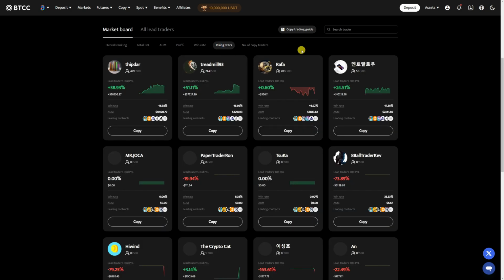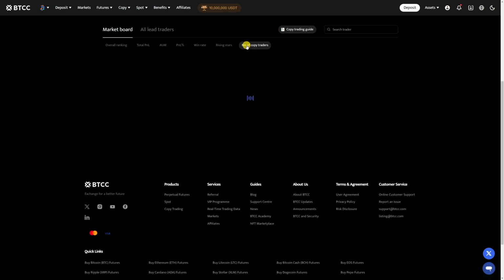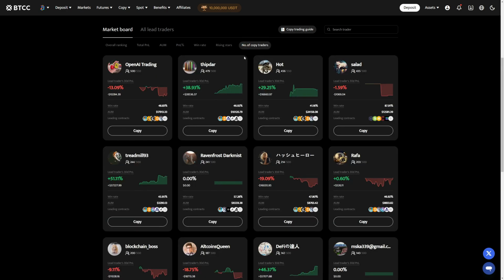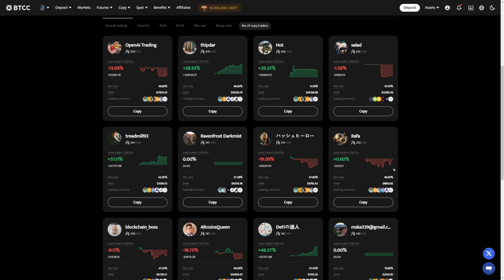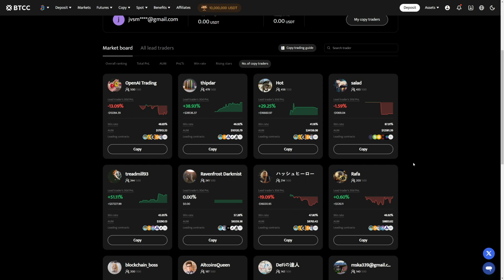Now in the rising star section, we can look for traders that recently started picking up, and we can see this guy actually has a really good equity curve, so I will also keep this guy in mind. And lastly, we can look for traders that have the highest number of copy traders. Also interesting, but a high number of copy traders doesn't necessarily mean profitability. So in this case, I will go for total P&L.